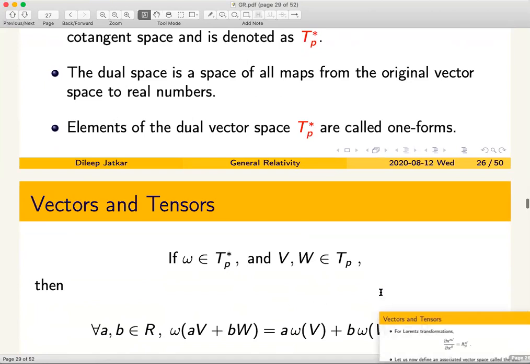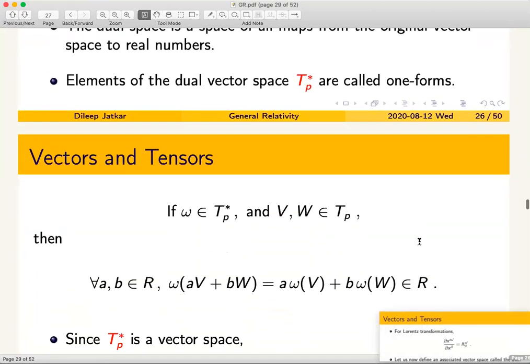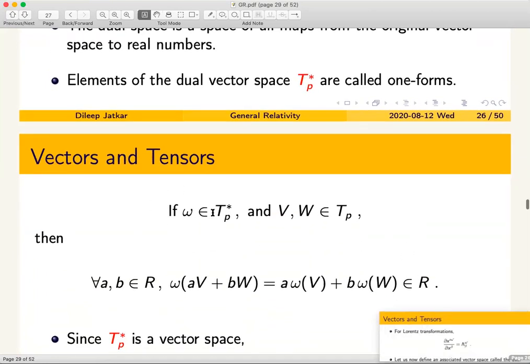They are generically denoted in the following way. If ω belongs to T*_P, and V and W belong to the tangent space T_P, then for any real a, b, the action of ω on the tangent space vectors is ω(aV + bW) = a ω(V) + b ω(W).